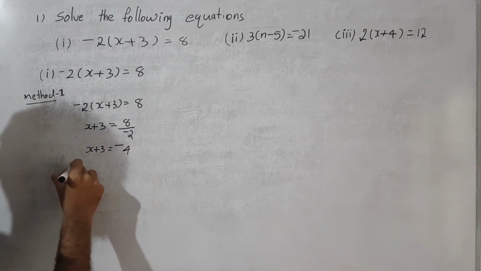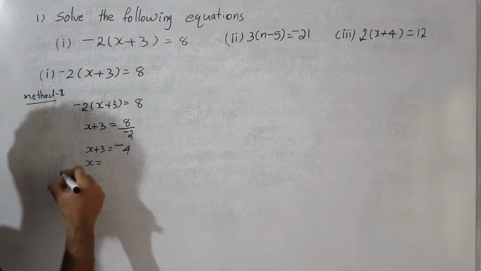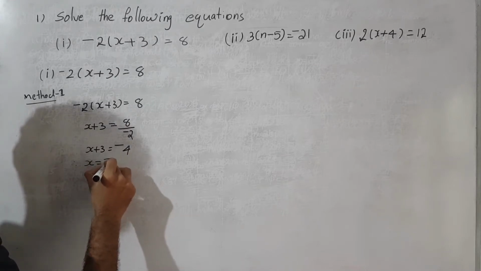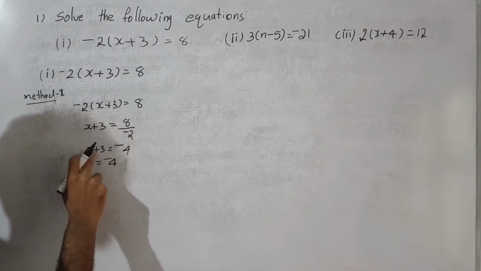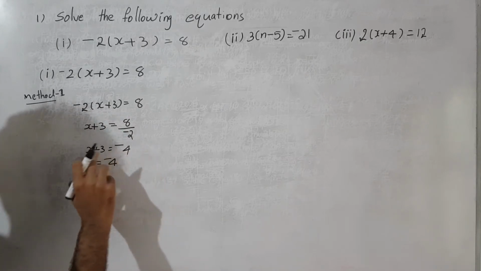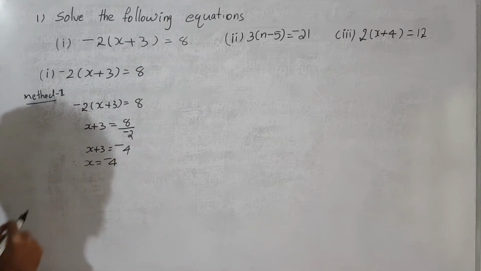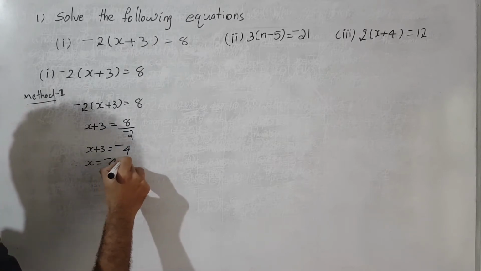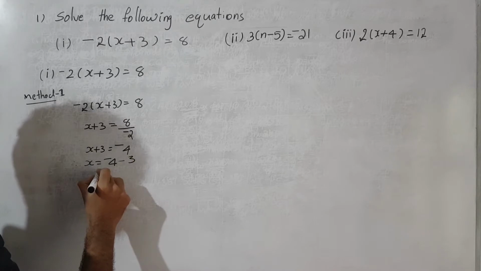Then therefore x is equal to minus 4, that we write first. Okay, minus 4. Then what is the change that happens here? Plus 3 is transposed, so it becomes opposite. What is the opposite of plus? That one is minus. Then minus 4 minus 3.